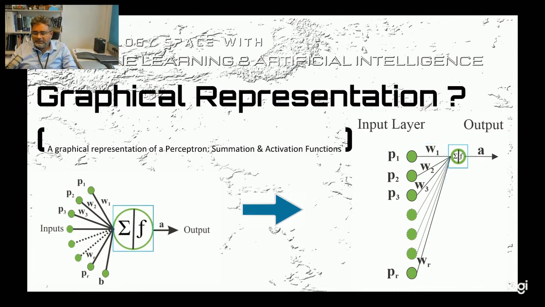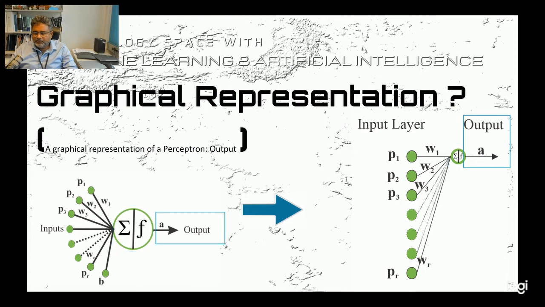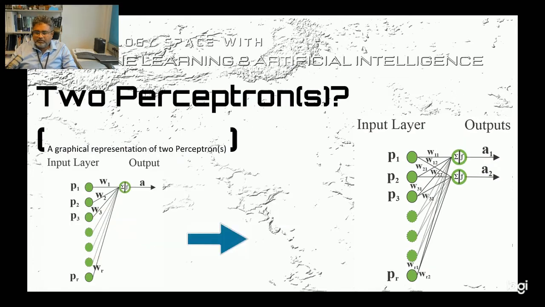And then the combined function of the summation and the activation function can be represented in a similar way, and the output is also represented in a similar way. And then if you combine two perceptrons, it would look like what I have on the right hand side. In this situation, we assume that both perceptrons are sharing a single input layer, but it has 2 outputs, so that means there will be an output layer if you're adding more than 1 neuron into this type of framework.